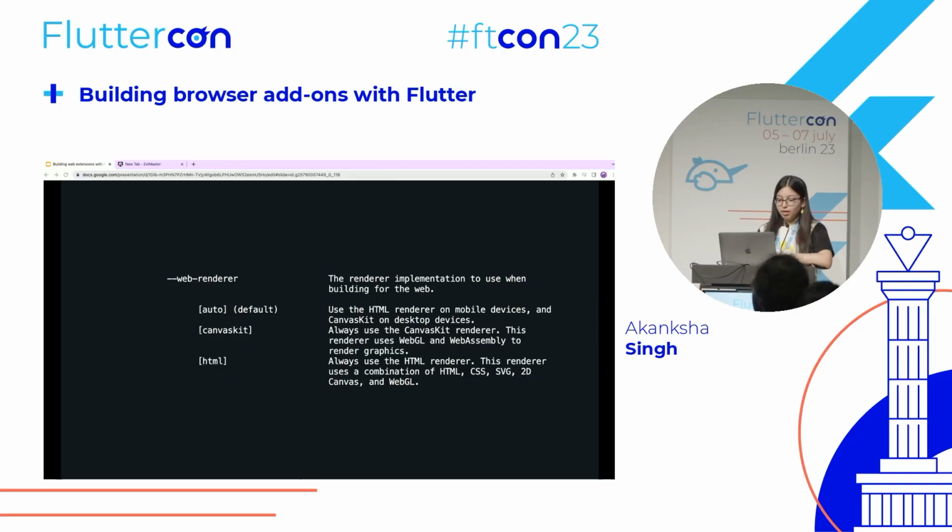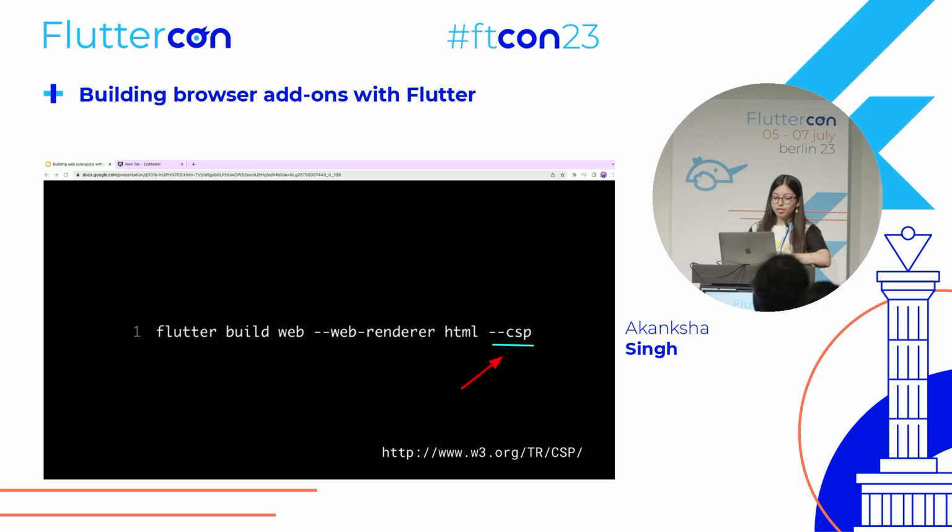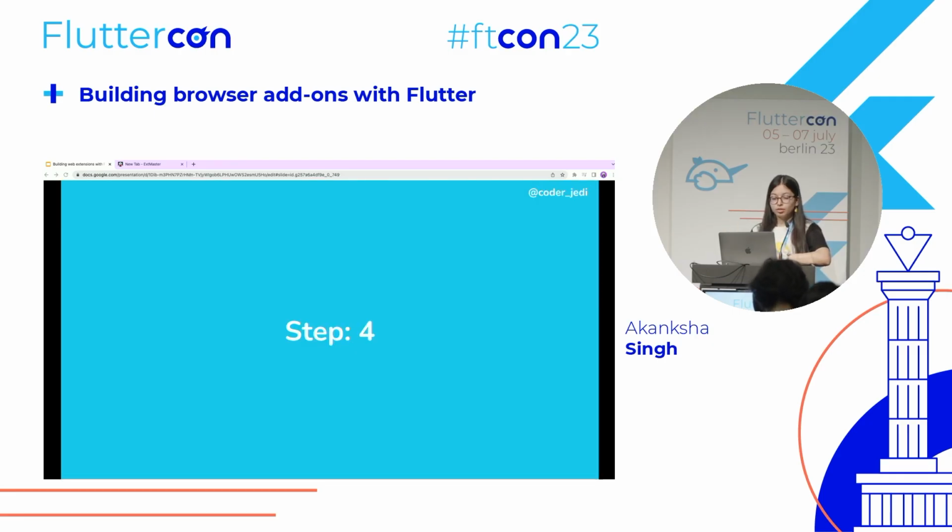From what I tried, and I think I also noticed that this issue is still open for Chrome extensions, only the HTML renderer works. CanvasKit might not work or might create some problems. So the HTML renderer is the way to go. And then we have this CSP tag. This is to disable the dynamic generation of code in the generated output, and this is necessary to adhere to CSP restrictions. For that, you can visit the website mentioned here. Yeah, so that was building.